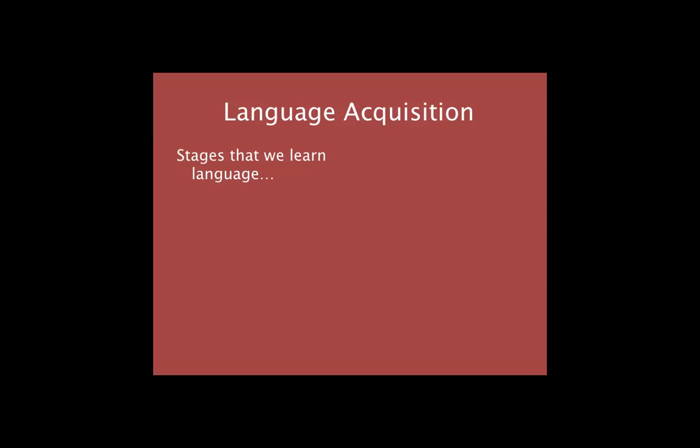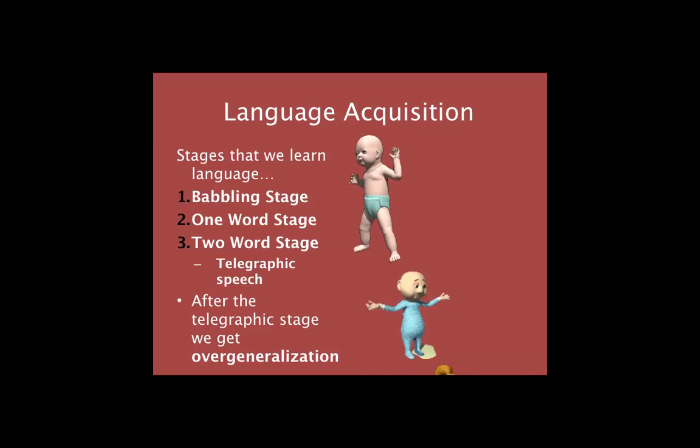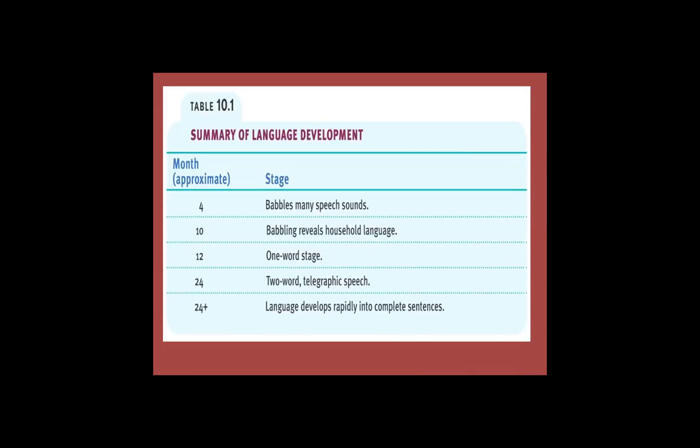When we talk about language acquisition, it's the stages in which we learn language. There's the babbling stage, one-word stage, two-word stage. We talked about this with development, which is dealing with telegraphic speech. And then after the telegraphic speech stage, we get overgeneralization. So it's dealing with babies, okay? Here's a summary of language development.